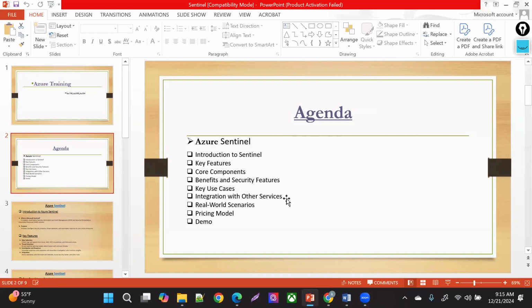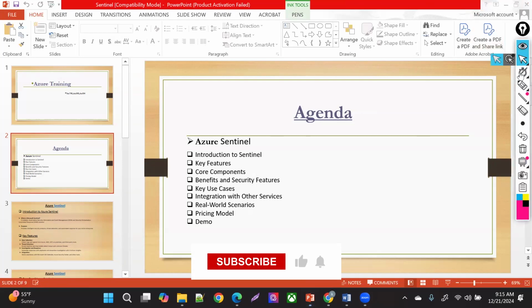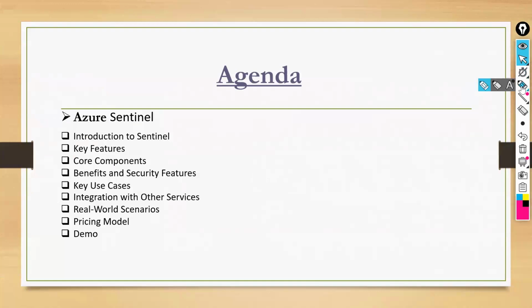So today's agenda for the topic: what we are going to cover is Sentinel. You must have heard about Sentinel somewhere in your corporate exposure, or what Sentinel is and how it works. We are going to see it in our agenda. What is Sentinel basically? A small introduction, then the key features needed to configure Sentinel and the important things that Sentinel provides to us while we configure it. What are the core components which are a must-have while configuring Sentinel?